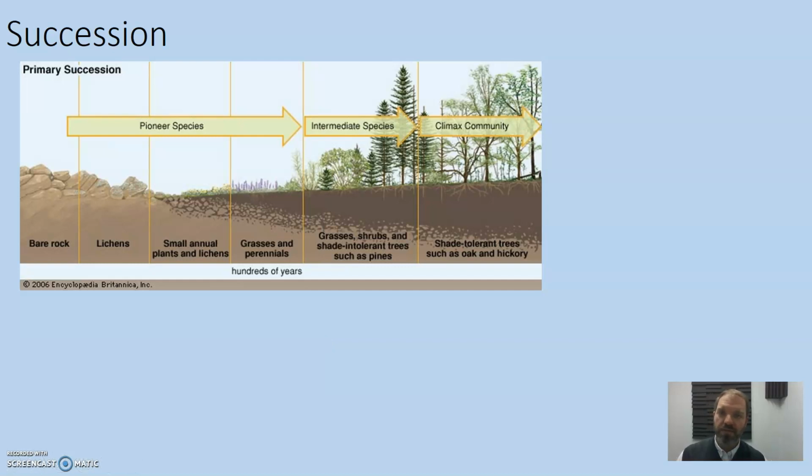So before we have ecosystems, you just have bare rock. When new land forms, it's bare rock with no life on it. So it takes a long time to develop an ecosystem, hundreds of years. We call this process succession, and in particular we're going to start with primary succession.